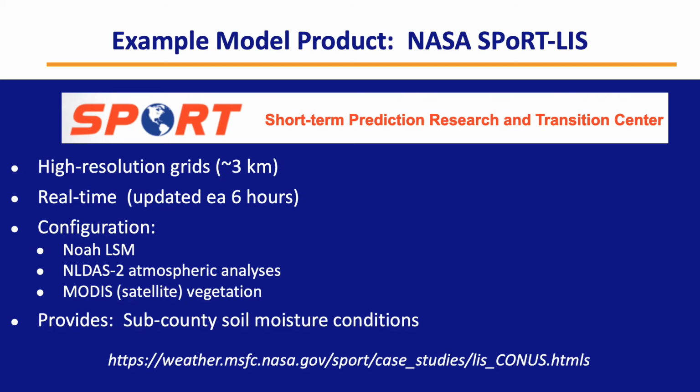So very briefly, here's a NASA SPoRT LIS model product, just one example. SPoRT stands for the Short-term Prediction Research and Transition Center at NASA, and it provides soil moisture on high-resolution grids for the CONUS, about 3 kilometers, in real time, updated every 6 hours. It is based on the NOAA land surface model with input from the NLDAS-2 atmospheric analyses, so that's using another land surface model package to provide atmospheric analyses, and then the MODIS satellite vegetation as an enhancement to control for vegetation effects. And it provides sub-country soil moisture conditions.